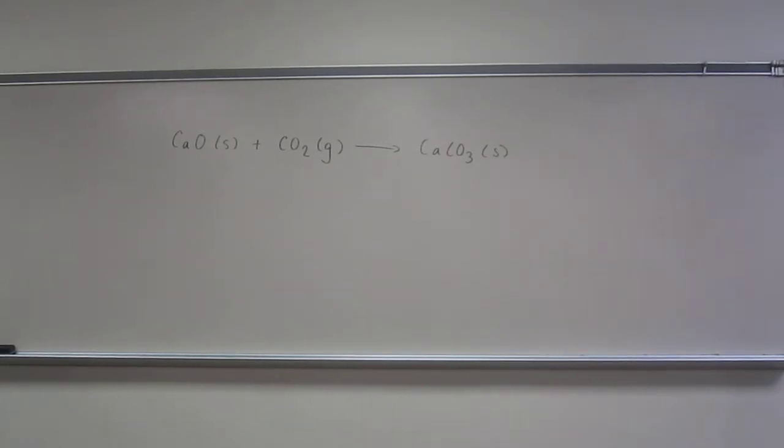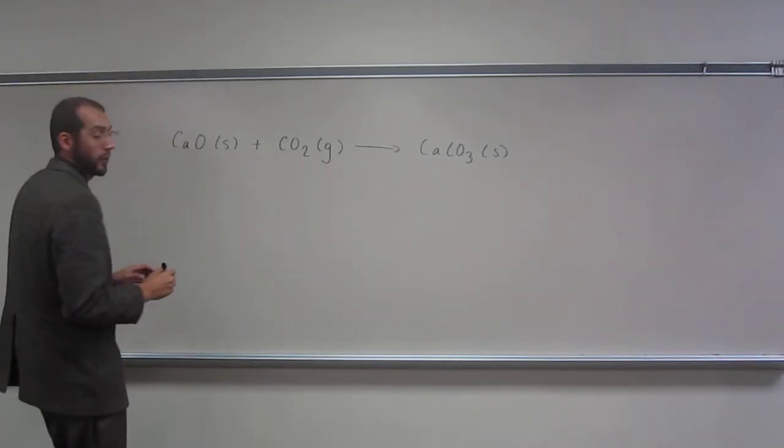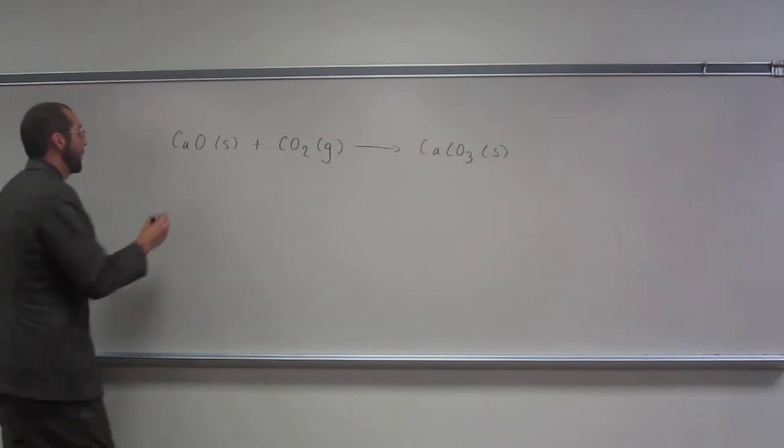Okay, solid calcium oxide and gaseous carbon dioxide will react to form solid calcium carbonate, according to the reaction that's posted on the board. So if we had 56.08 grams of calcium oxide and 44.0 grams of carbon dioxide, what would be the total mass of the reactants? Okay, so the first thing we want to do is write down what they give us.